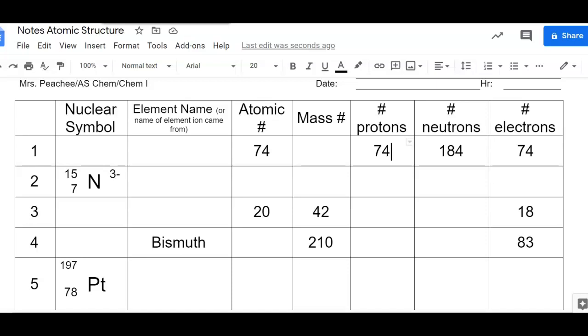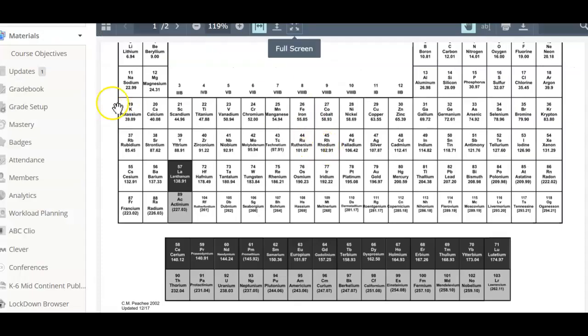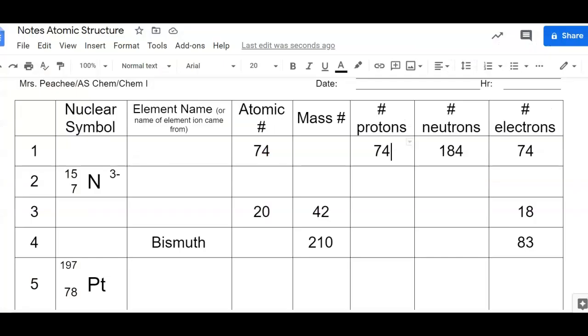I've shared this periodic table with you in your Schoology, both on the agenda and in this folder where you found this worksheet. So I'm going to look for the atomic number. That's the top number, right? And I find atomic number 74 right here, tungsten. So I'm going to go back in and type tungsten.